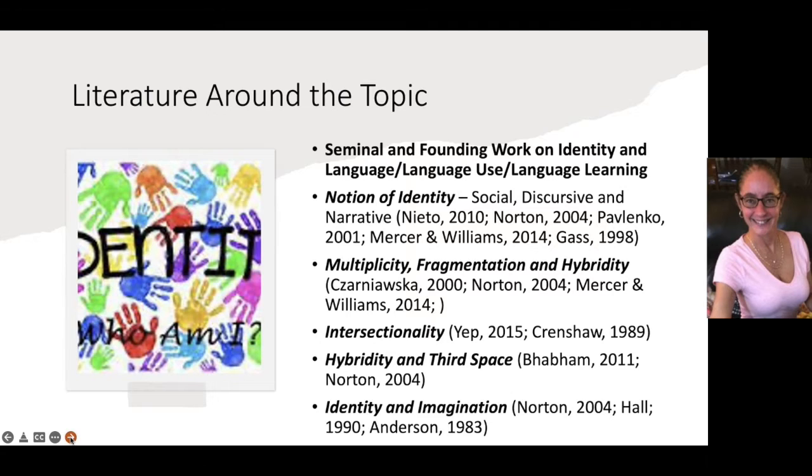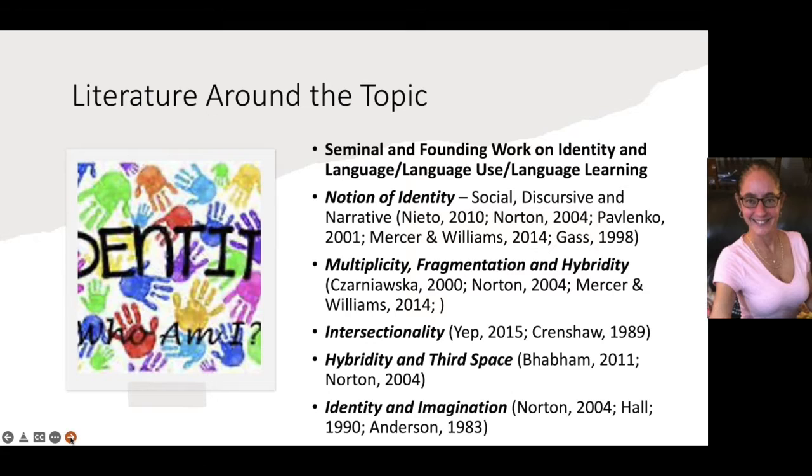Also, there's a notion of the multiplicity of it. So it's fragmented and hybrid. It's not just that we have one identity, we can have these sub-identities and they become very hybrid or fragmented within the larger identity. We have the notion of intersectionality, the idea that we have different races, different ethnicities, different religions, and how do those intersect together in a social setting? We have hybridity in the third space, so that we have this first language, second language, but then there's this alter space for us.